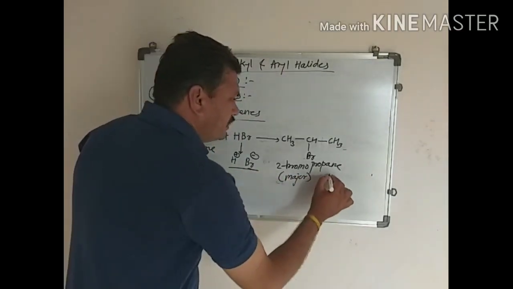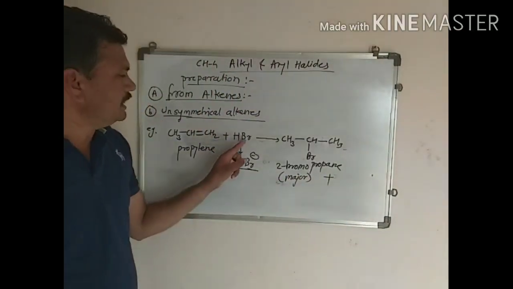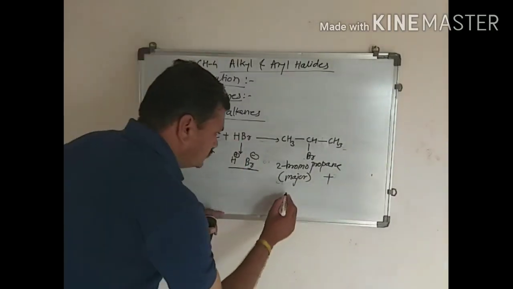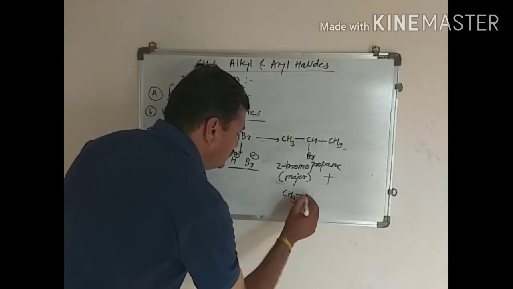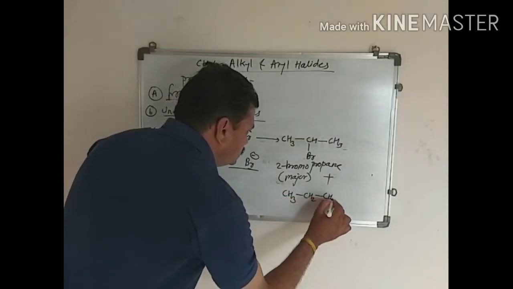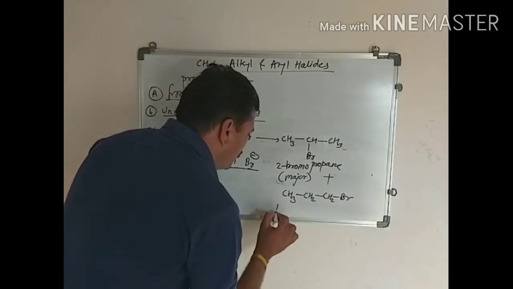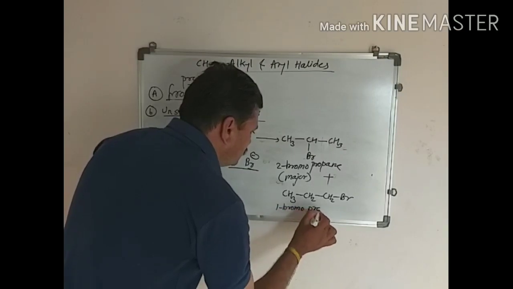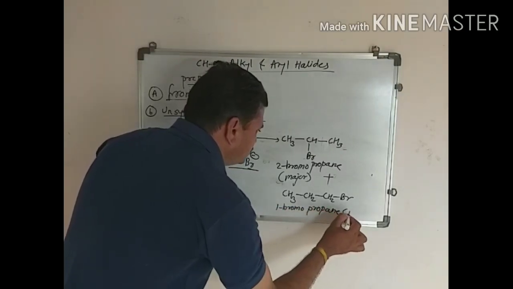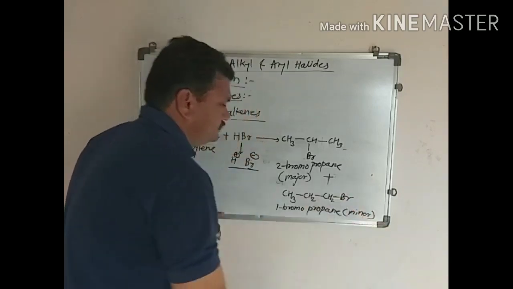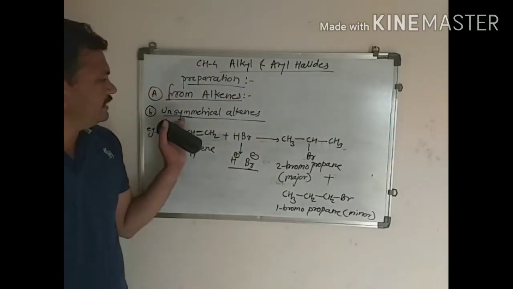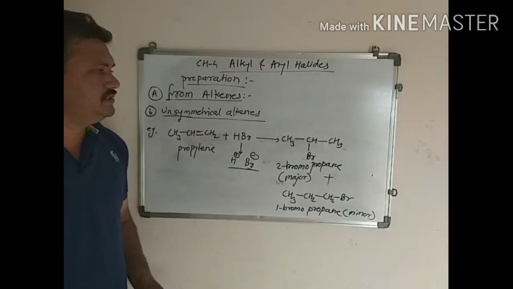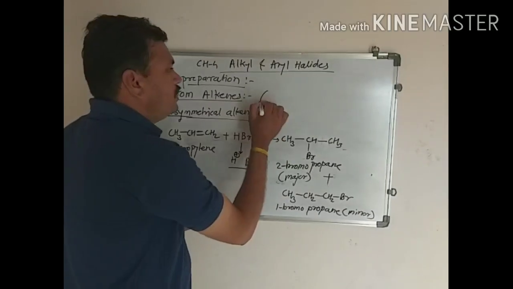Plus we get one minor product in which the negative part will attach to the carbon which carries more number of hydrogen atoms, like this: CH3 CH2 CH2 Br, 1-bromopropane, and it is minor product. Okay. For the addition of hydrogen halide to the unsymmetrical alkene, we must know the Markovnikov's rule.